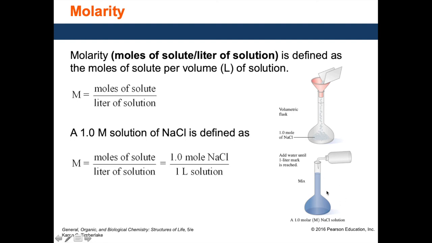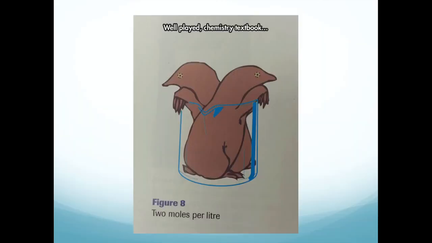Okay, so that's pretty much how you make any solution in lab. You use this piece of glassware called a volumetric flask. So for example, if you wanted to make a 2 molar solution, in other words, you'd want to have 2 moles per liter, all you would have to do is take your volumetric flask, measure out a liter, and then add 2 moles to it.